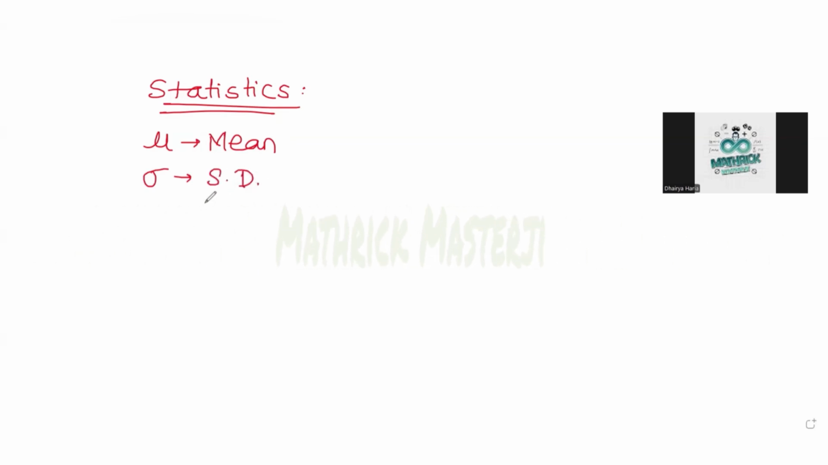Let's see today's question. Today's question we are taking up from the topic of statistics. The question tells us that mu is the mean and sigma is the standard deviation of a distribution. The distribution is given to us as xi, meaning my terms are 0, 1, 2, 3, 4, and 5.